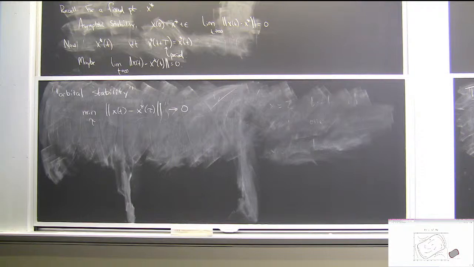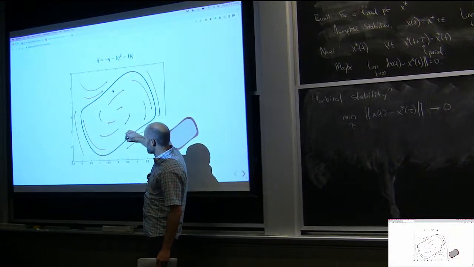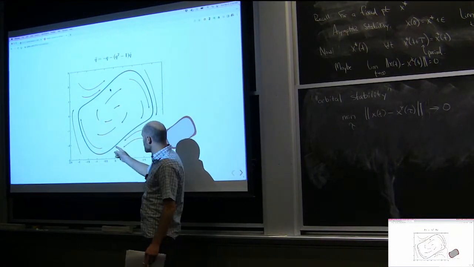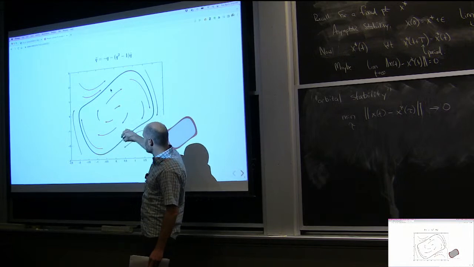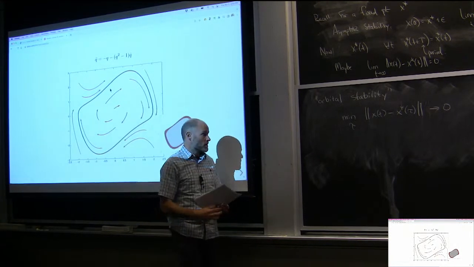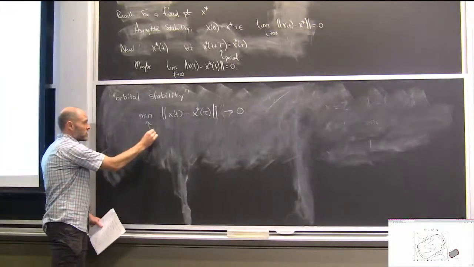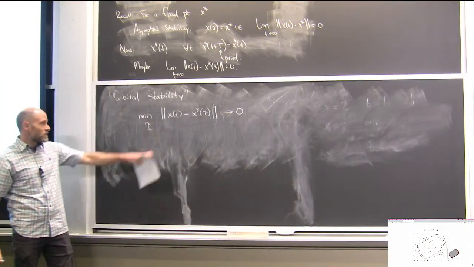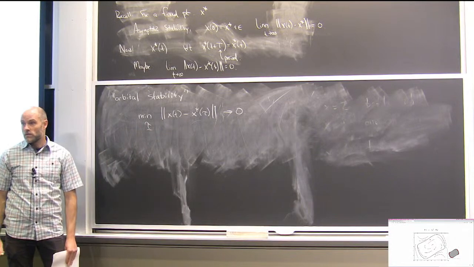I'm allowed to move along this trajectory and find the closest point, the minimum distance, and I'll take that as my measure. So anywhere on the cycle, the distance is zero. Anywhere off the cycle, it's the shortest path. It's the closest distance to the cycle. So this is the phase I'm allowed to search over, if you will. And I'd just like my trajectory to go to the orbit.